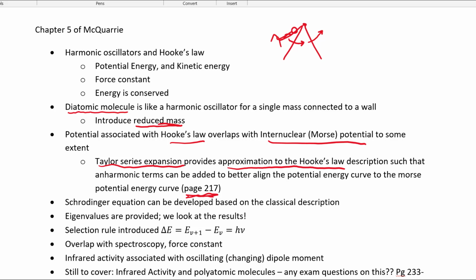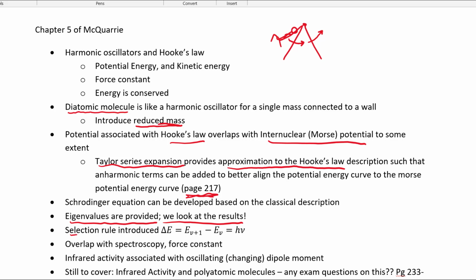The Schrödinger equation is then developed. Of course, now we have a potential energy and a kinetic energy. Potential energy is described with Hooke's law. The kinetic energy is described with, again, half mv squared and some Newtonian mechanics. And in the next section of this textbook, we actually don't see how the equation is solved, but we are provided with some eigenvalues, and we start to look at the results.